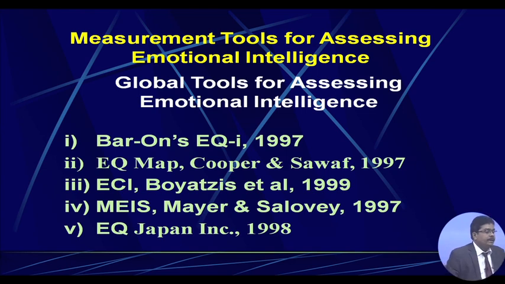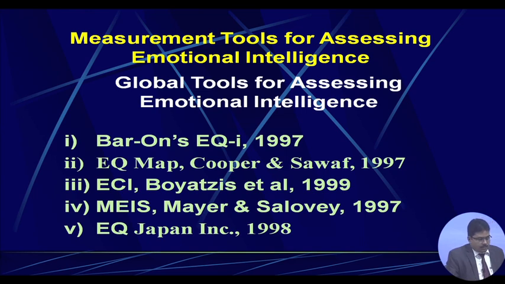One such tool is called EQ mapping. This test is based on the mixed model approach of emotional intelligence. This test is also published in the book Emotional Intelligence in Business, written by Robert Cooper and Ayman Sawaf. This is a very wonderful book, completely showing the application of emotional intelligence in organizational context, how it applies to teams, how it applies to leaders, enhancing leadership skills, and enhancing performance, maintaining happiness and coping with stress at the workplace.